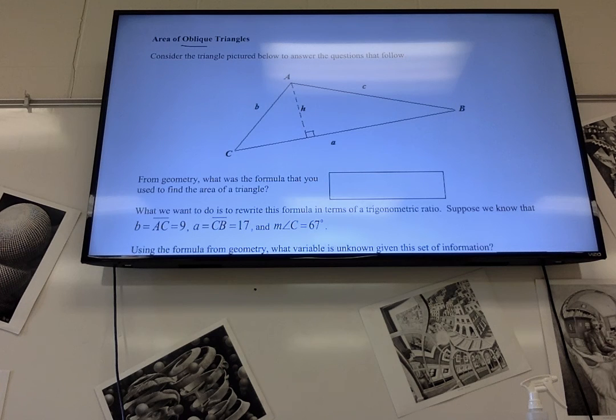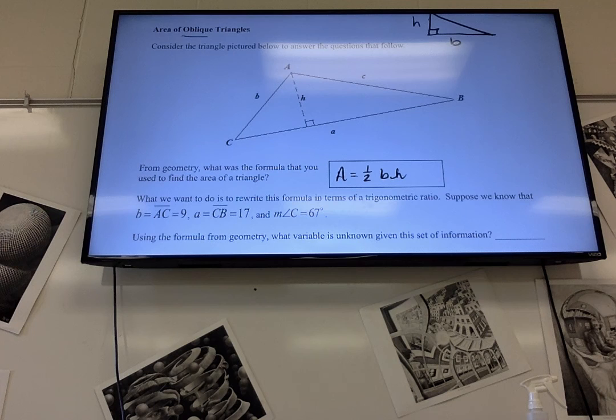So, first off, do you remember from geometry what was the formula for the area of a triangle? Yeah. 1/2 base times height. And so if I had a triangle up here, this would be considered the base, and the height always makes a right angle to the base. So we can see on this oblique triangle that the height is drawn in as a dotted line.